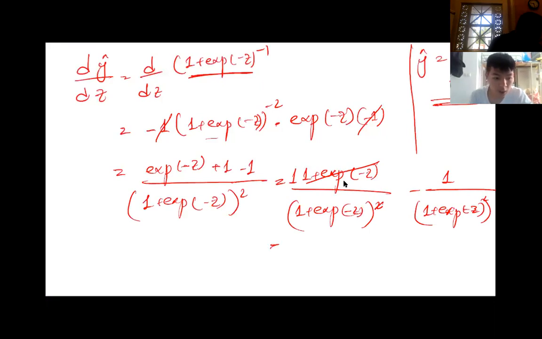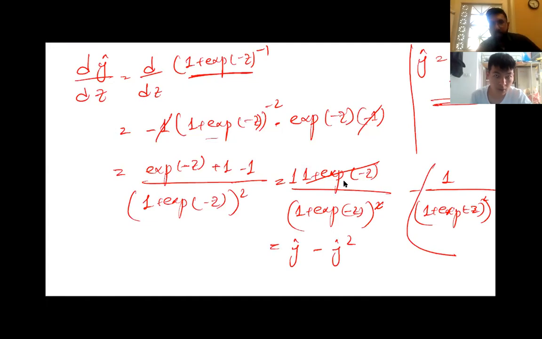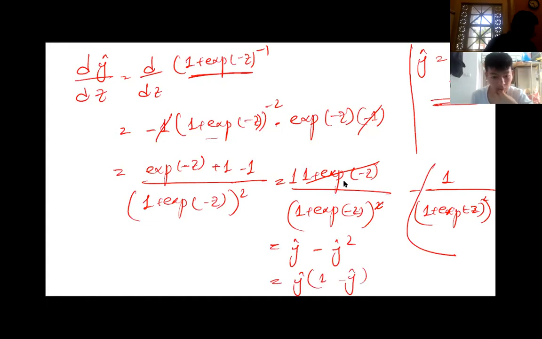So I can write it as y hat minus, what is this? This is y hat, this quantity. This is just y hat square, right? So 1 divided by 1 plus exponent minus z whole square is just y hat square. Is everyone with me? Yes. Okay. So this becomes y hat times 1 minus y hat. So this is the second term.